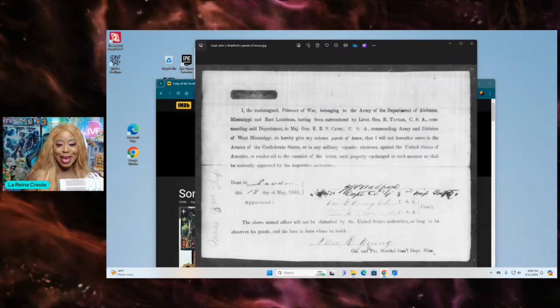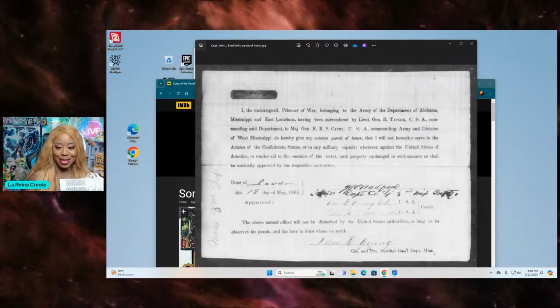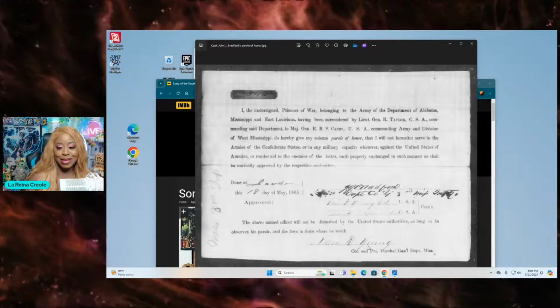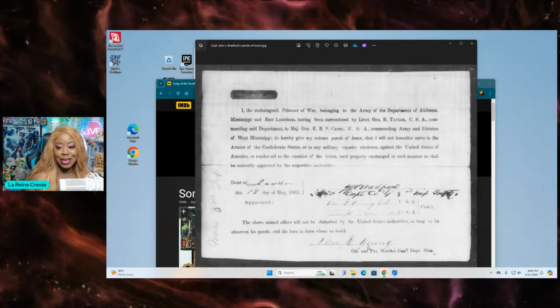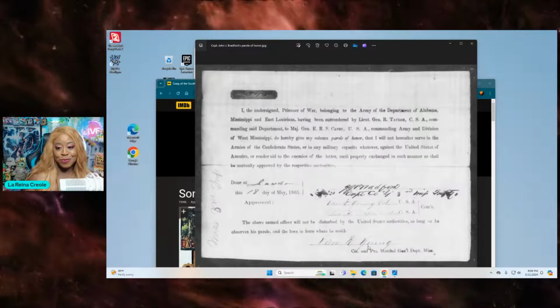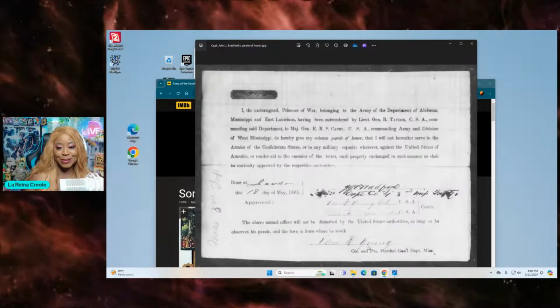My third great grandfather, his name was Captain Stephen Bradford. Yes, the Bradfords who arrived on the Mayflower. That's exactly his lineage. He is my third great grandfather. He was a captain in the Mississippi militia. Basically, it was Western Mississippi and East Louisiana. That was basically where he was stationed.